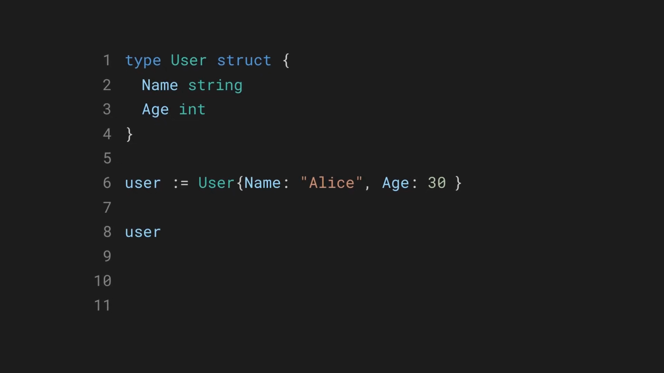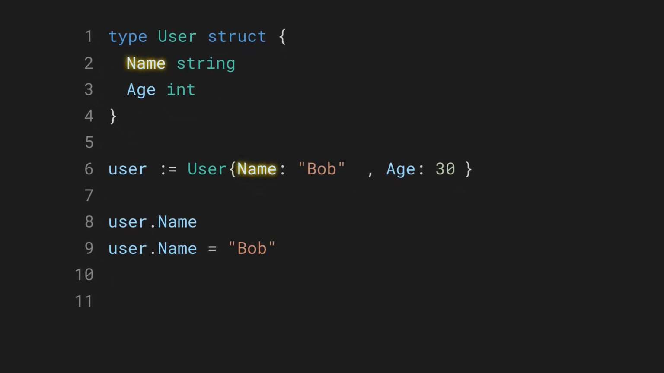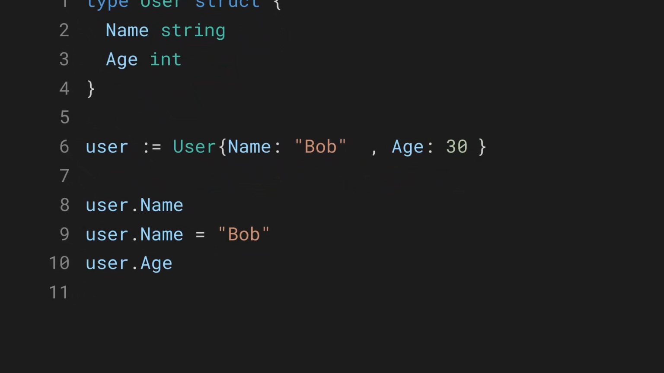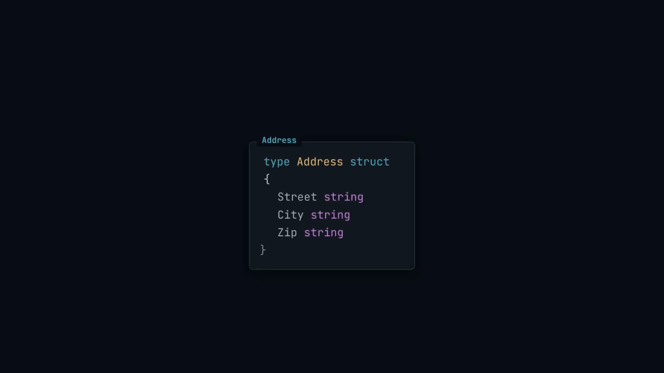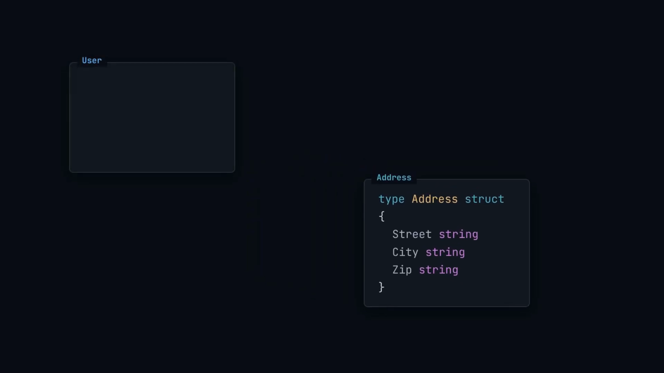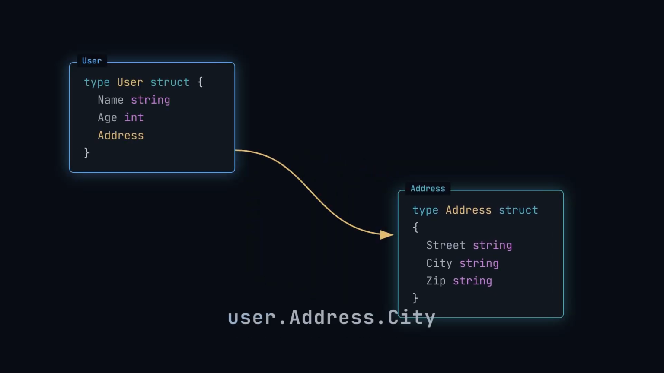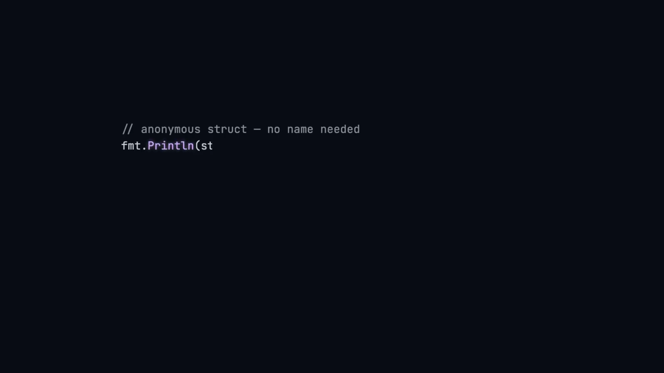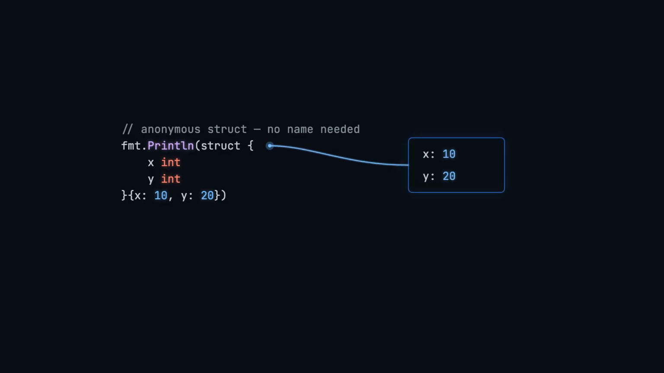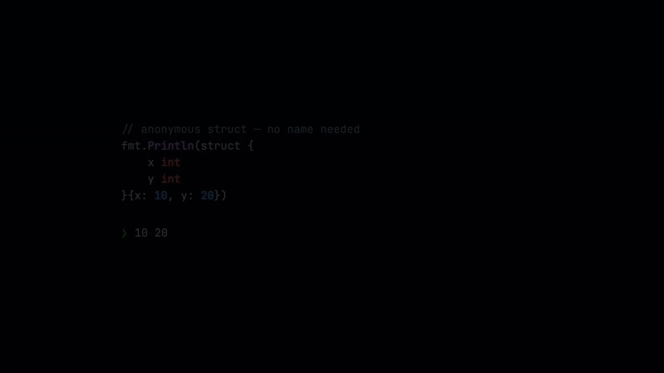To access or update values inside a struct, you use dot notation. This makes working with structured data simple and intuitive. Instead of inheritance, Go uses composition. You can embed one struct inside another, creating more complex structures while keeping things simple and flexible. Sometimes you only need a struct temporarily. In those cases, you can use an anonymous struct, defined and used in a single place.